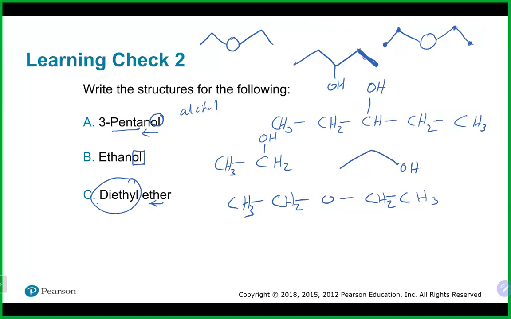Otherwise, I just had 1 carbon, as you were about to say, and an oxygen attached to it, which would be actually methanol, or was what I had there. This would be ethanol. Thank you. That would be correct in that case. Other questions?